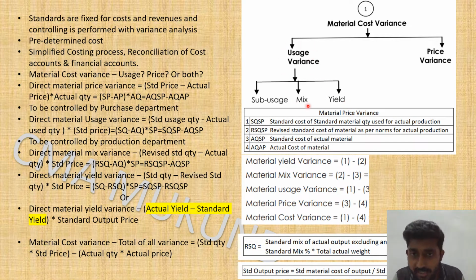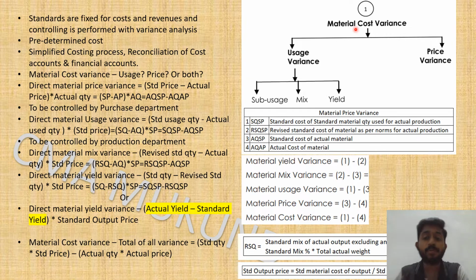So all these three, the sum total of mix and yield variance will give you the usage variance. Usage variance plus price variance will give you the material cost variance. This is a checkpoint. In the next slide, I will give you an example problem. I think this is a little difficult to understand, but I would suggest you also see the next. I will come to the discussion on the problem shortly.